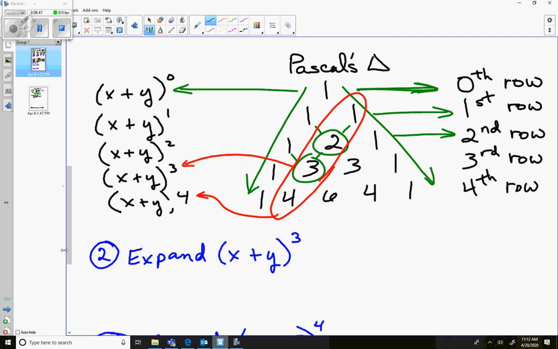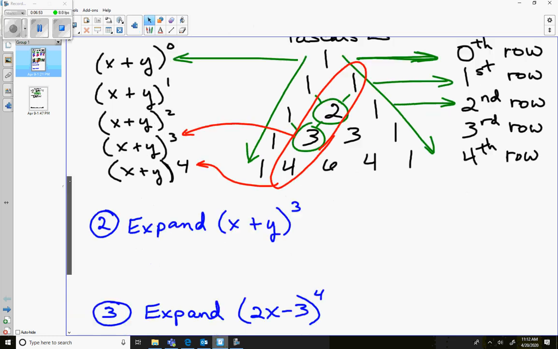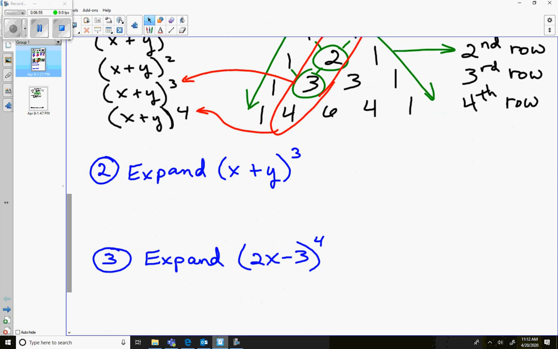And it looks like part of my parentheses got erased right there. So parentheses. All right. So number 2, expand x plus y to the 3rd power. And I'm going to try to go through this fairly quick because I think you know this already. X plus y to the 3rd power.